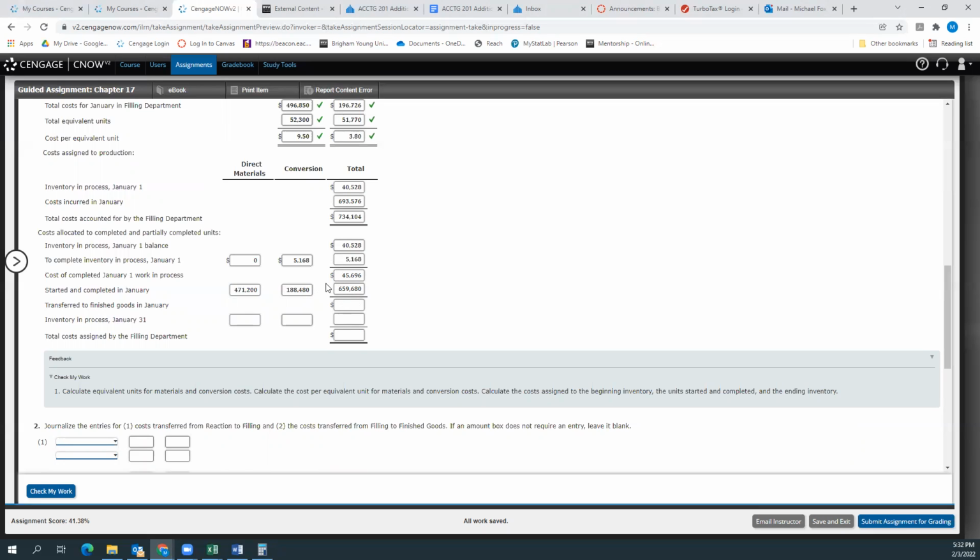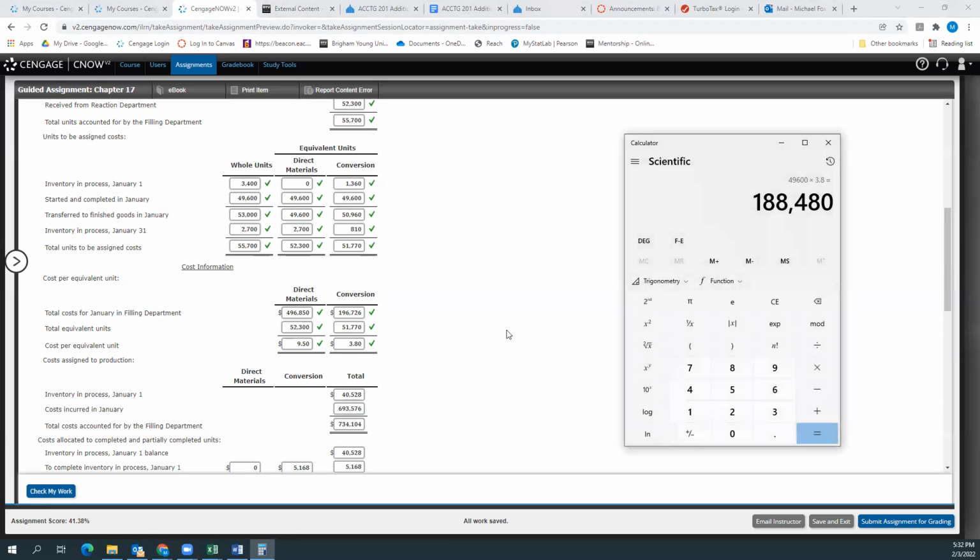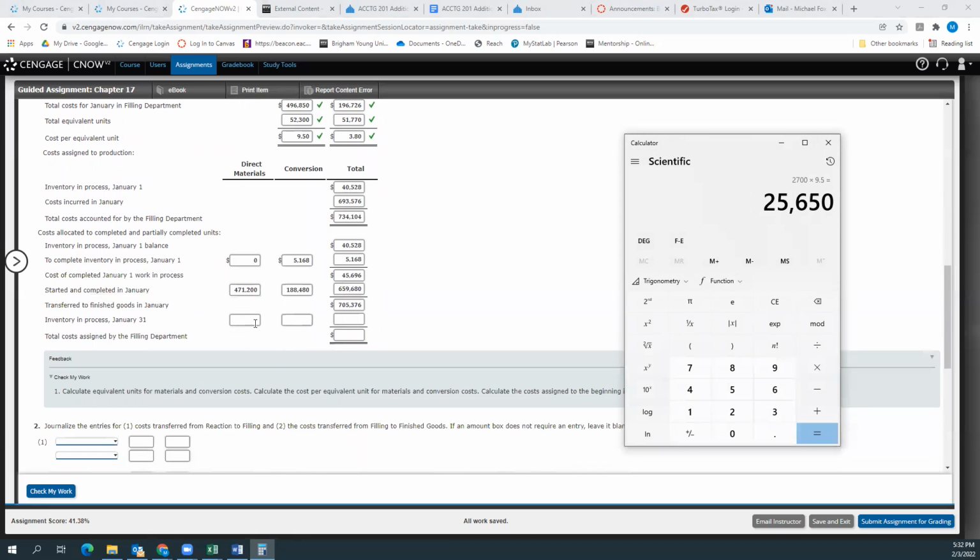Then we'll add together our cost of the things that were completed from January 1st, plus the cost of the things started and completed during January, and that will add up to 705,376. Then we're going to take our inventory in process on January 31st. So again, we'll come up to inventory in process, 2,700 equivalent units times $9.50, which is the cost per equivalent unit. That's 25,650.